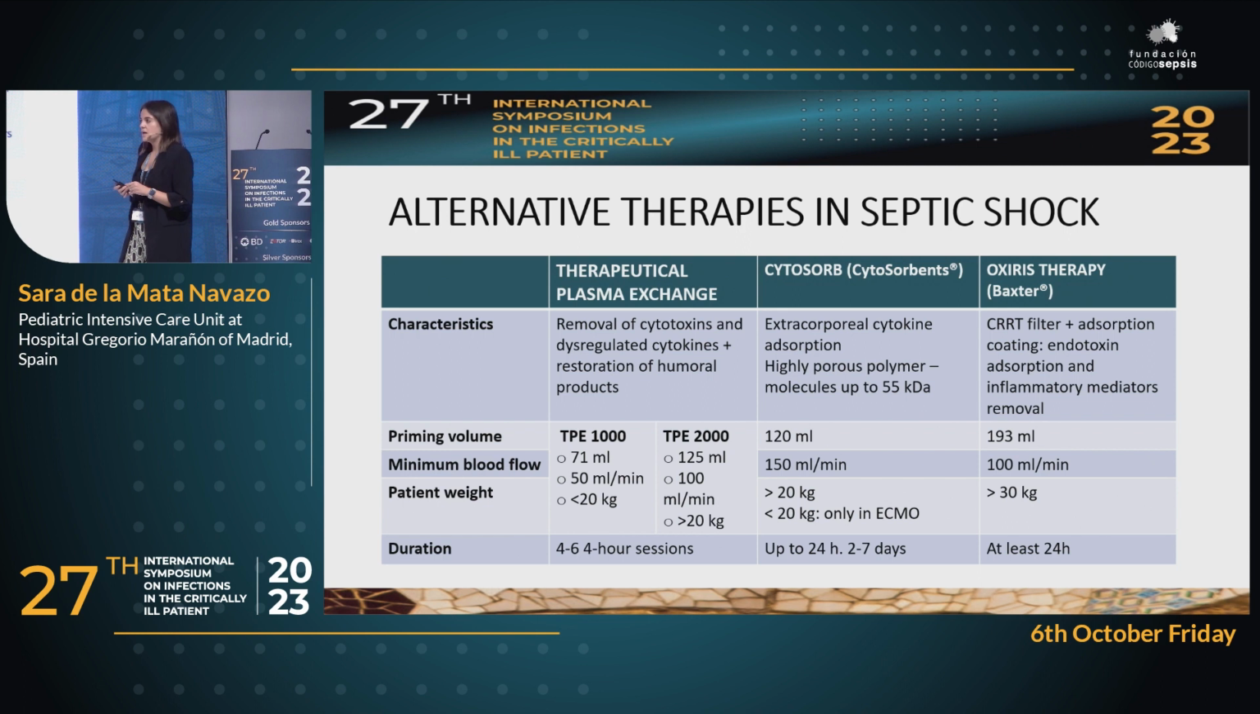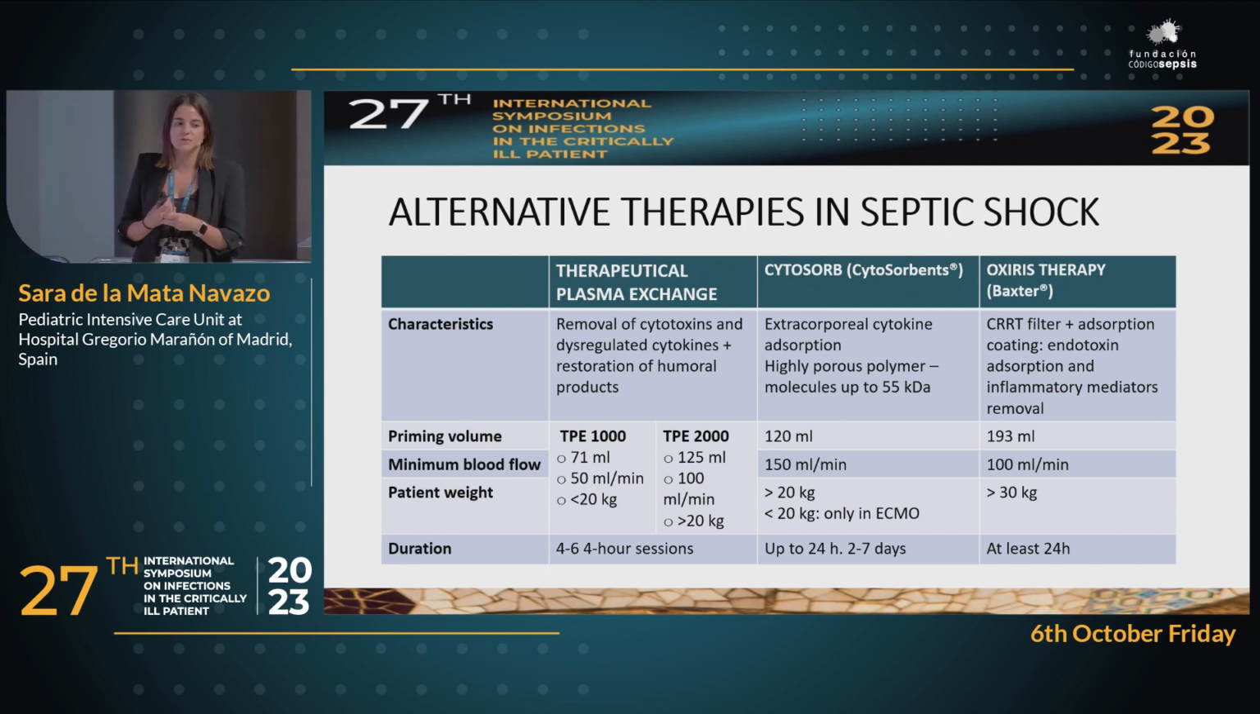Well, in pediatrics, we can also use other alternative therapies that we've been talking about before. Therapeutic plasma exchange is a possibility. We have 2 different cartridges that we can use depending on whether the patient's weight is higher or lower than 20 kilograms. We can also use CytoSorb, but its main disadvantage in pediatrics is its big priming volume, which is 120 milliliters. This is very big when treating small patients. So we can only recommend its use in patients that weigh more than 20 kilograms. And in patients that weigh less than 20 kilograms, we only recommend its use inserted in an ECMO circuit.